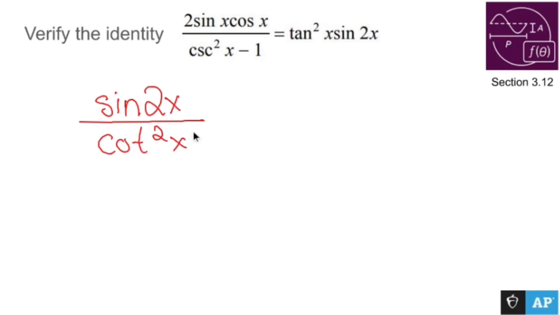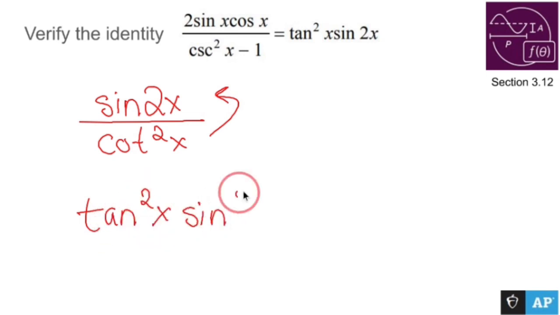Cotangent's in the denominator, which means if I move it upstairs and turn it into tangent, I get tangent squared x times sine 2x, which is what I'm trying to find. So did I verify? I sure did.